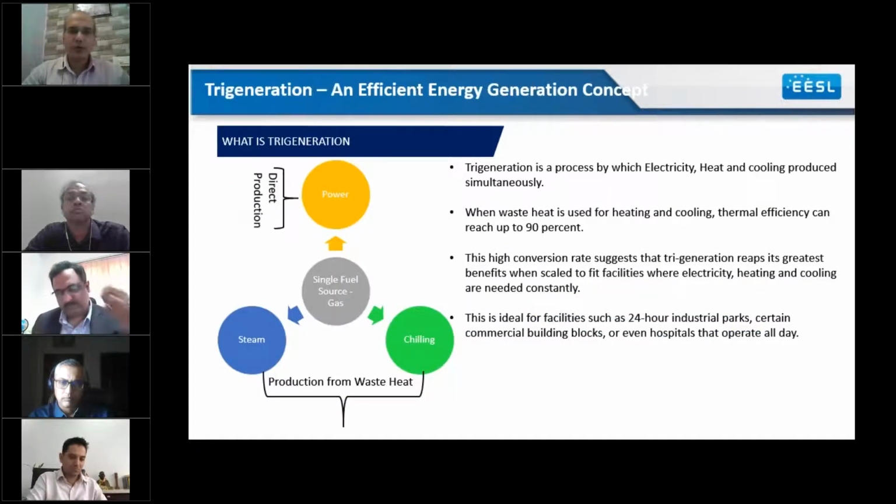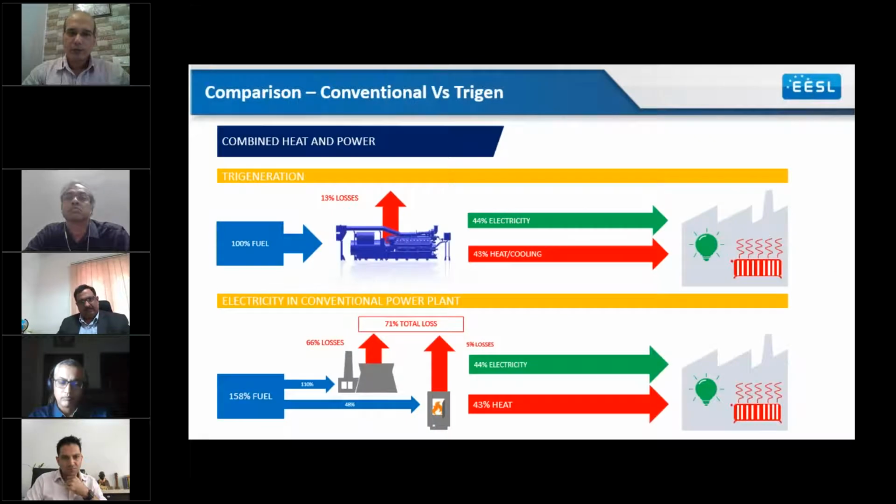So let us come to tri-generation. What is tri-generation? From a single fuel source, we have power, heating and chilling. That is tri-generation. In our tri-generation model, we use natural gas as a single fuel source which generates power, and the waste heat is recovered to provide hot water, steam, thermic fluid or chilled water.